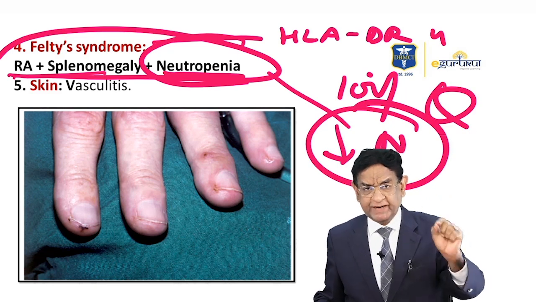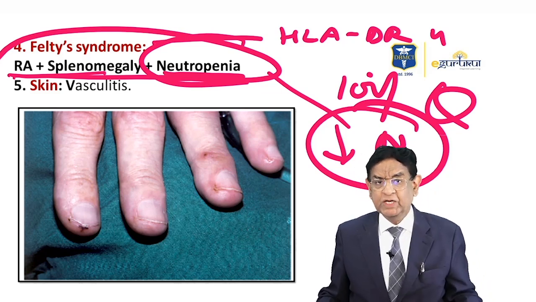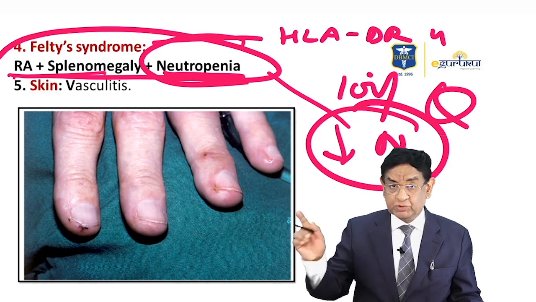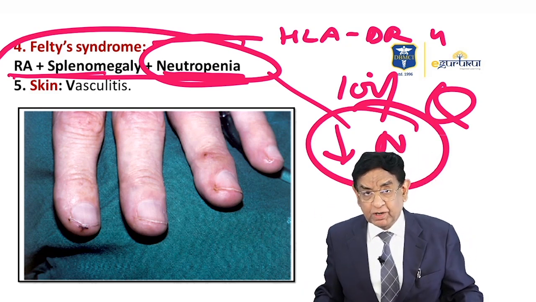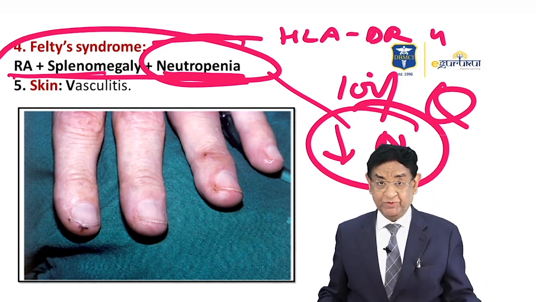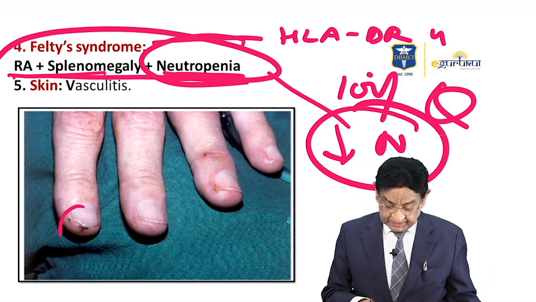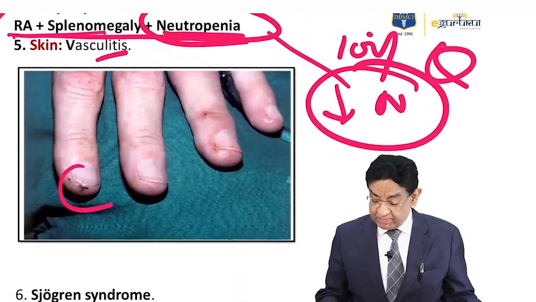Your option A will be leukopenia. Especially they will write leukopenia. That means they will talk about a low level of lymphocyte count. No, it is a low level of neutrophils. There can be vasculitis.